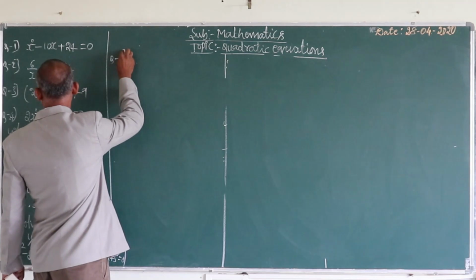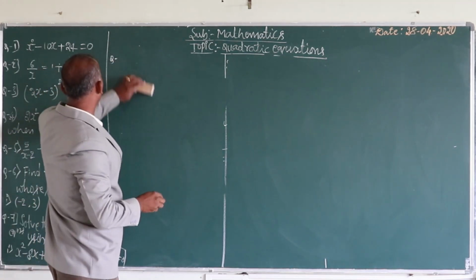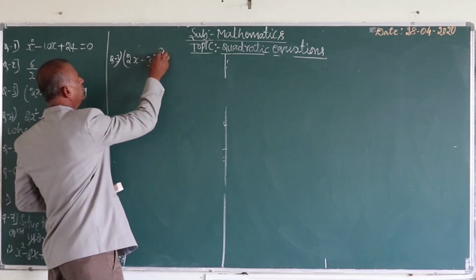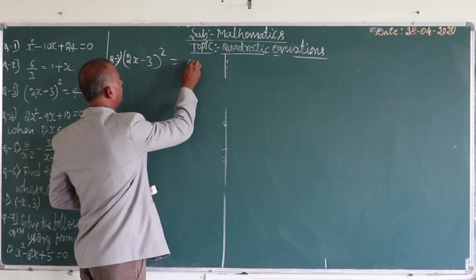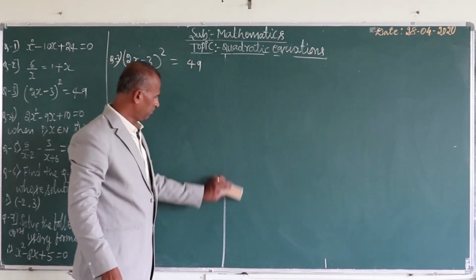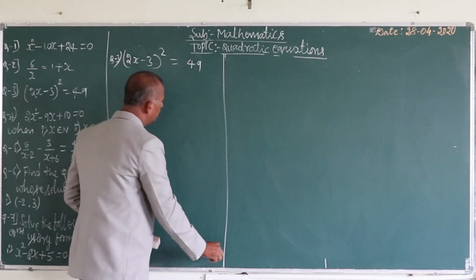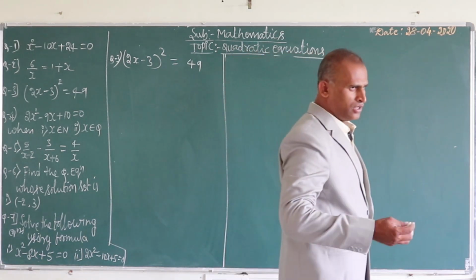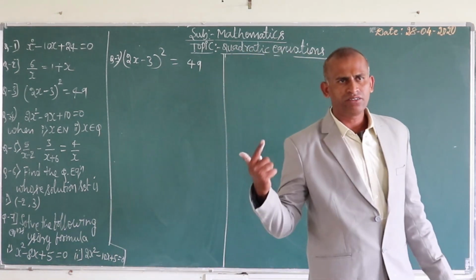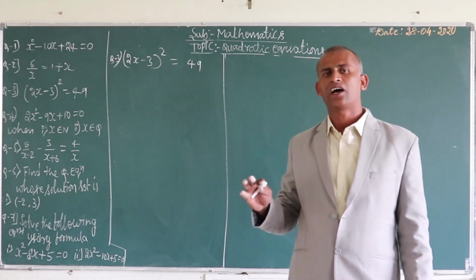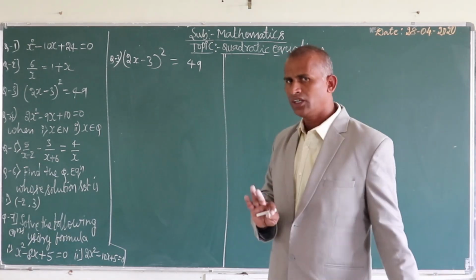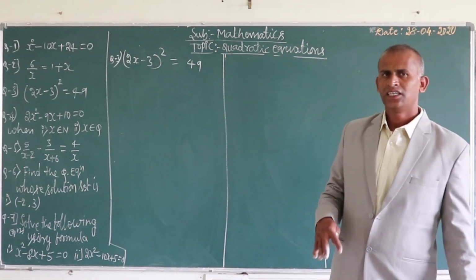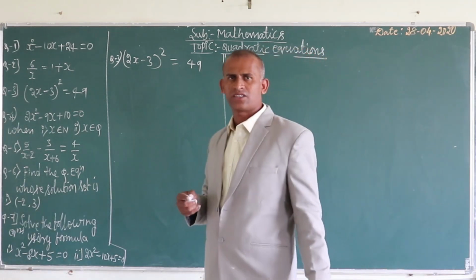Question number 3 is (2x minus 3) whole square is equal to 49. This given quadratic equation we can solve without applying the conditional identity. How? Just take the square root on both sides, that is also very easy. Otherwise we have to expand. We will solve by both methods.